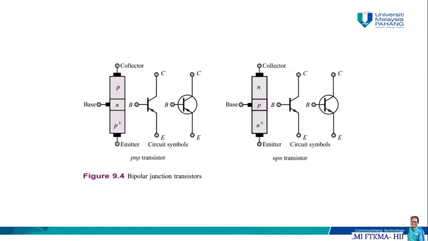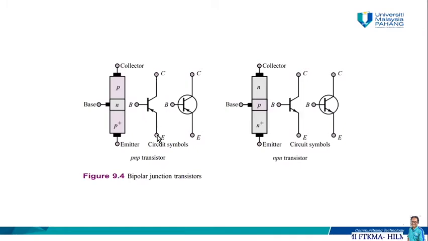So here is the bipolar junction transistor of PNP. So we have the base, collector, and emitter. For PNP, the base is the negative carrier. Okay, and then we have the circuit symbol. Carefully take a look at the terminals C, B, and E.